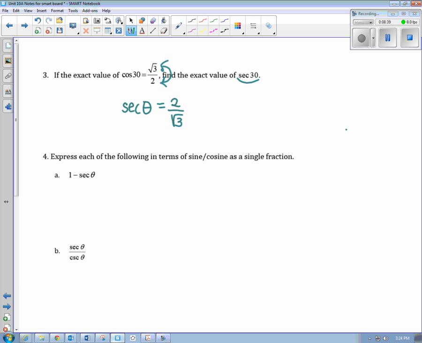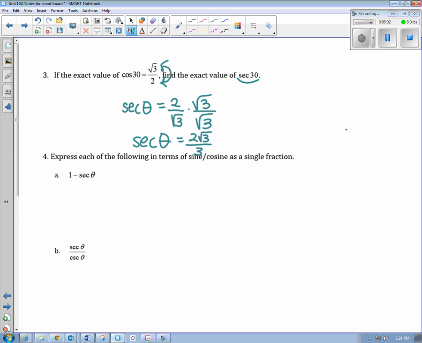Again, we're not allowed to leave the radical in the denominator, so I need to multiply top and bottom by radical 3, which will give me secant theta equals 2 radical 3 over 3 for my final answer. When it says exact value, it is implying that there should not be any decimals in there. You keep the radicals there.